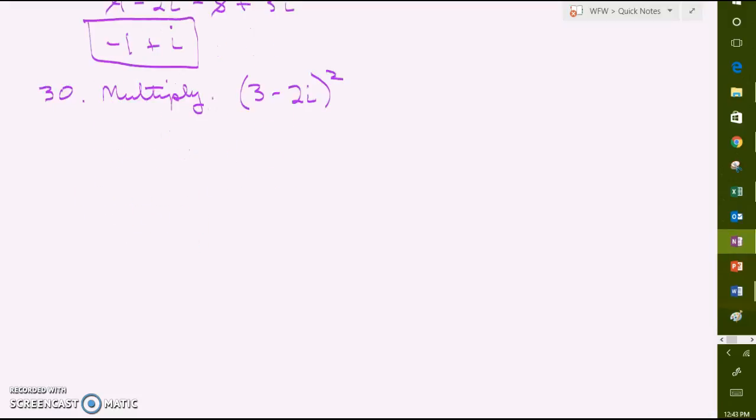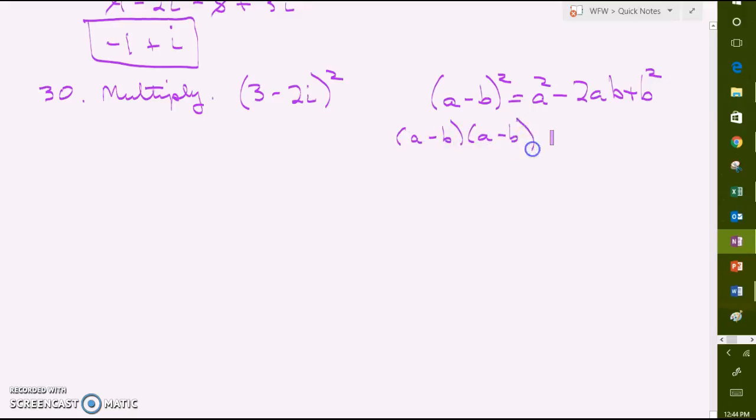Now we're going to multiply. I want to remind you of the formula (a minus b) all squared equals a squared minus 2ab plus b squared. You can also rewrite this in this fashion and FOIL it, but I'm going to use the formula.